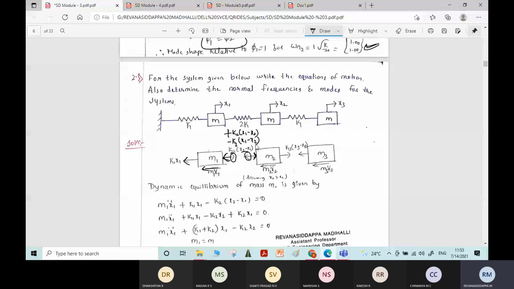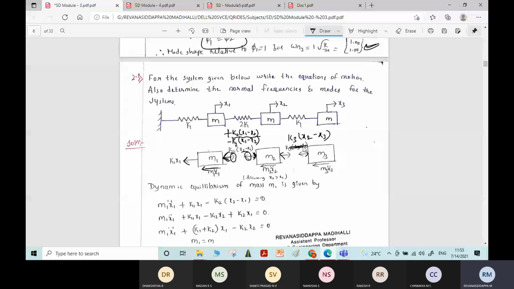So my suggestion is you follow any one single procedure. You assume compression towards the masses and assume k2 into x1 minus x2 here. Here also you assume compression towards the masses and k3 into x2 minus x3. Whatever procedure I explained for the previous problem, the same procedure you follow. Formulate the equation, and finally you will get the stiffness matrix.